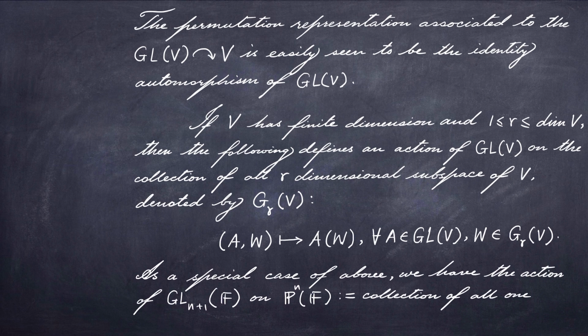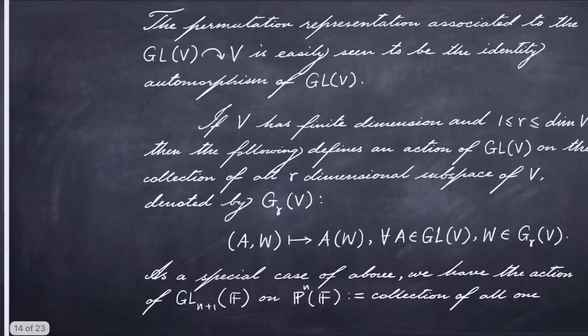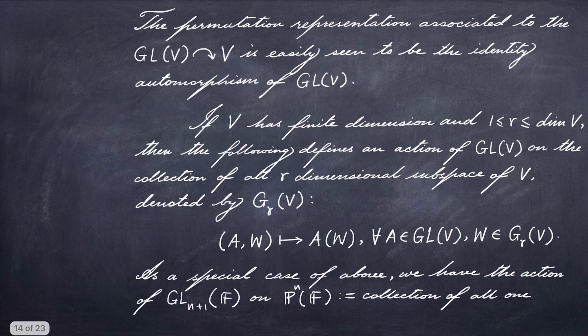And the permutation representation of the action of GL(V): remember that GL(V) acts on V in this manner. So it's easy to see that the permutation representation associated to this action is nothing but the identity automorphism of the group GL(V).